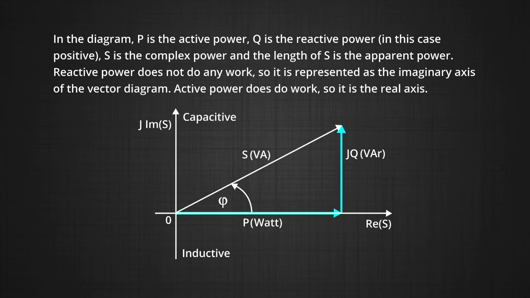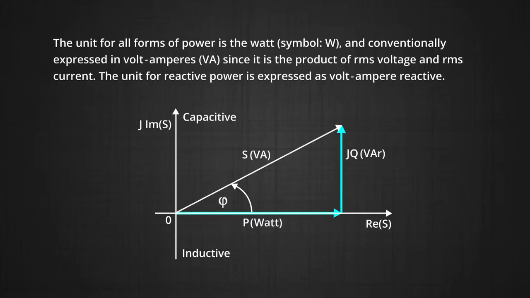That is, reactive power does not do any work, so it is represented as the imaginary axis of the vector diagram. Active power does do work, so it is the real axis. Here we can say the unit for active power is the watt, symbolically written as W, and apparent power is conventionally expressed in volt amperes or VA. Since it is the product of RMS voltage and RMS current, the unit of reactive power is expressed as volt ampere reactive.